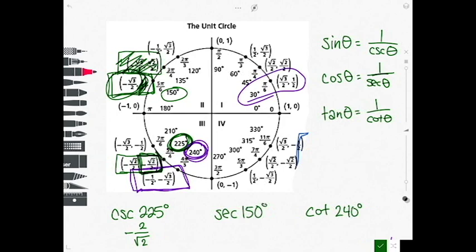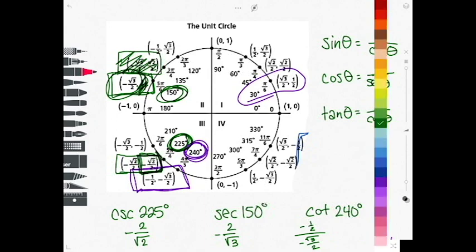If I were to go to secant, secant is the reciprocal of cosine. So again, back to this 150 degrees, but instead of writing negative root 3 over 2, I write negative 2 over root 3. And then lastly, cotangent: instead of taking the y and dividing by the x, here at 240 degrees, I'm going to take the x, which is negative 1/2, and divide it by the y, which is negative root 3 over 2. Now, as you can see, all of these have square roots in the bottom, so our handy dandy shortcut is going to help us a lot.